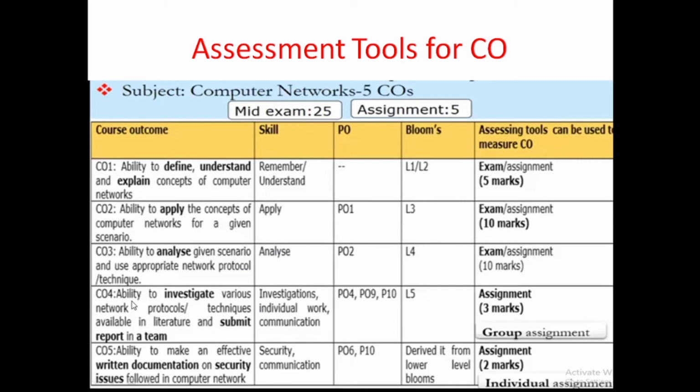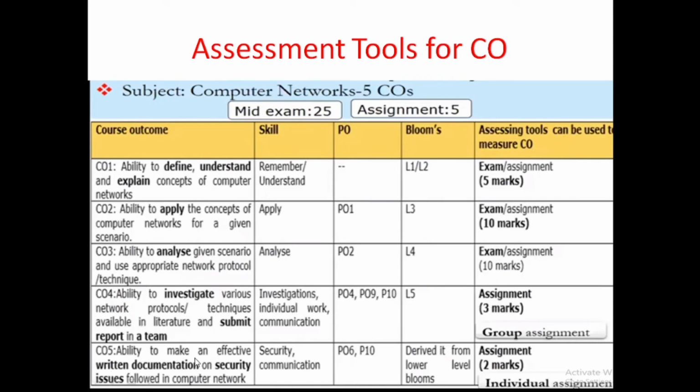Under CO4, the ability to investigate various network protocols and techniques available in the literature and submit the report as a team. Here there is a team, investigation, and also individual work and communication. This is PO4 for investigation, PO9 for team and individual work, and also PO10 for communication. There are three POs matching this particular CO4, maybe at level 1 or level 3 or level 2. This is Bloom level 5. This is through assignment. There may be group assignment and individual assignment. We can assess by the assignment method.